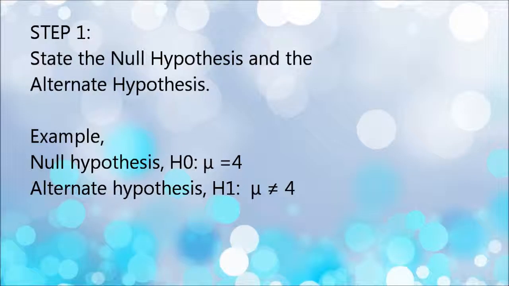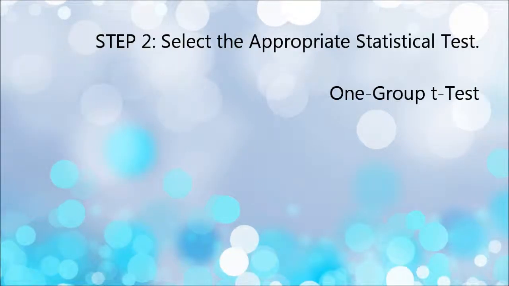Step 1. State the null hypothesis and the alternate hypothesis. If you are using numerical scales in your survey, you need to remember that these hypotheses refer to the middle of the numerical scale. For example, if you are using 7-point scales with 1 equals poor and 7 equals excellent, these hypotheses would refer to the middle of these scales and would be: null hypothesis H0 is mu equals 4. Alternate hypothesis H1 is mu not equal to 4. Step 2. Select the appropriate statistical test. In this lesson we will be studying the one-group t-test, and so we will select that test.